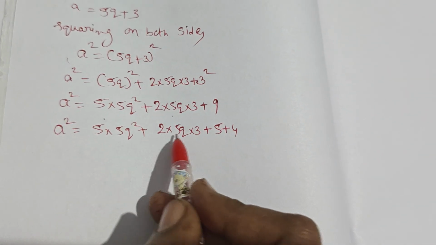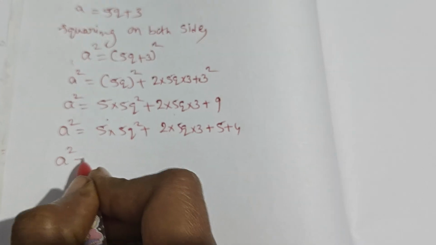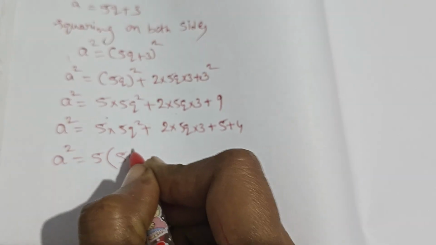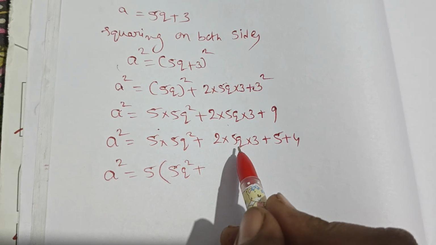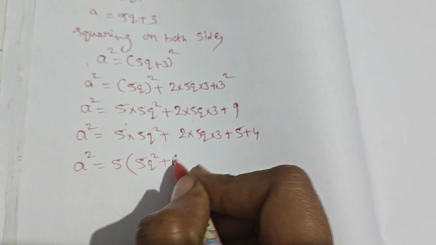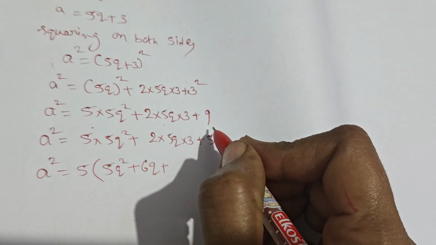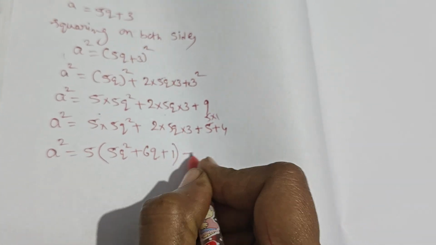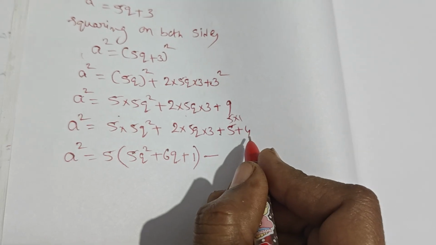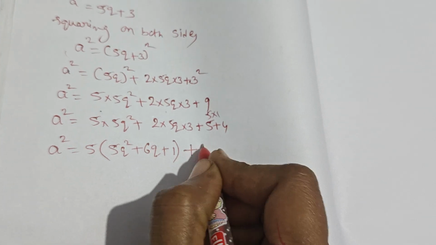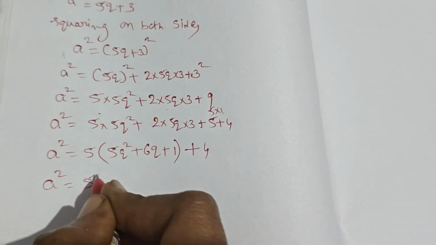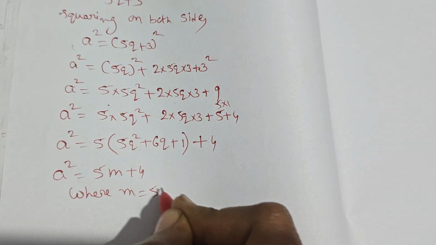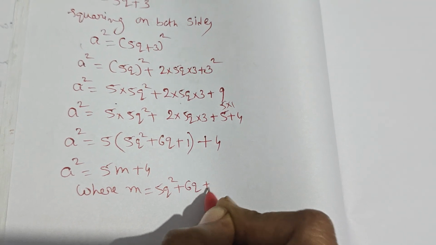Now we have 4 terms. In these terms, we can take 5 common. In the first term, if you take 5 common, 5q square is left. In the second term, 2 threes are 6, q is left. Here this 5 can be written as 5 into 1, so 1 is left. Close the bracket, because in 4 we won't get 5 common. What is left here? 4. So we can write this as 5m plus 4, where m equals 5q square plus 6q plus 1.